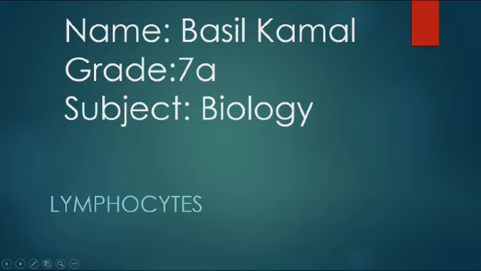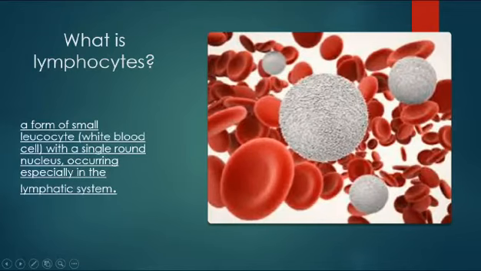I'm just 7A. This is my project for biology, lymphocytes. First thing, what is lymphocytes? A form of small white blood cell with a single round nucleus occurring especially in the lymphatic system.